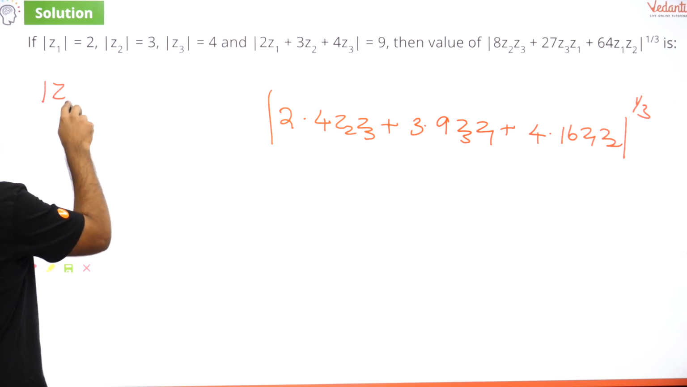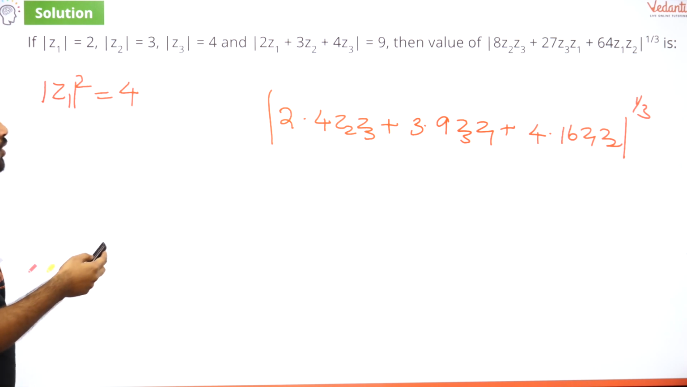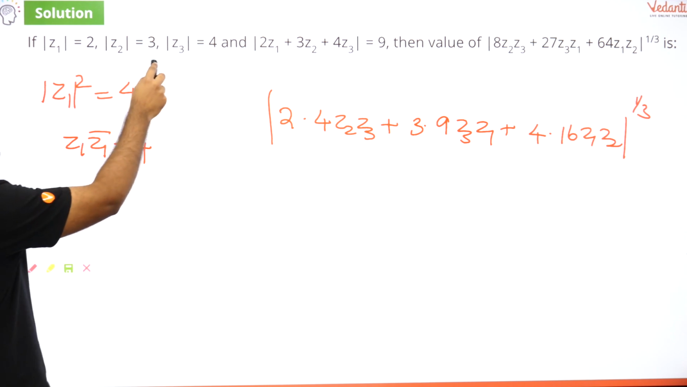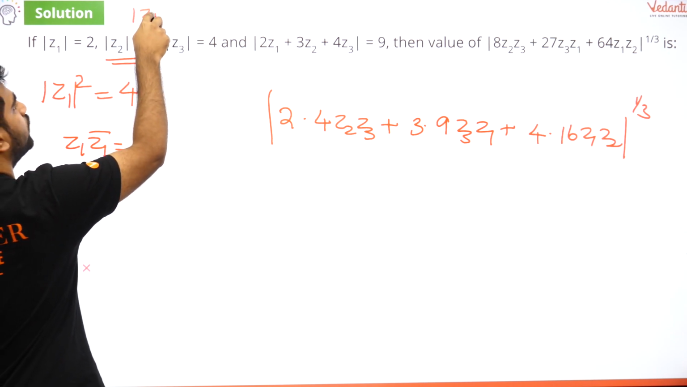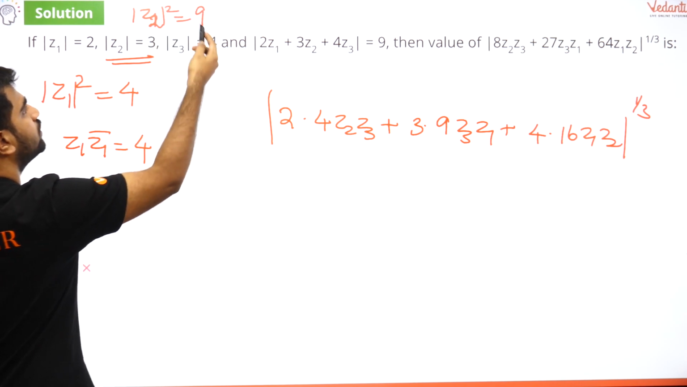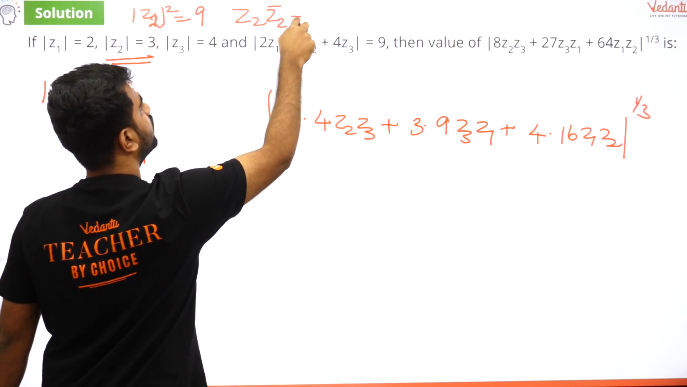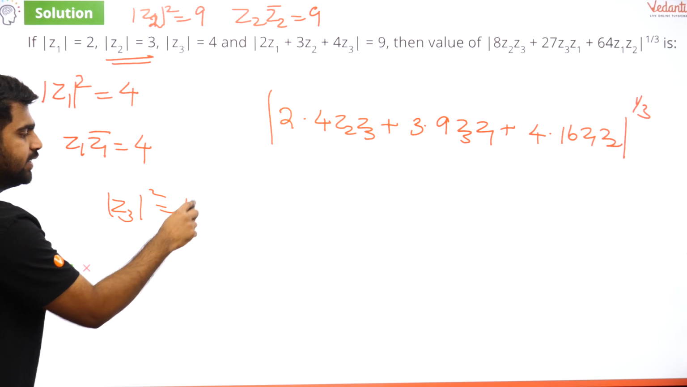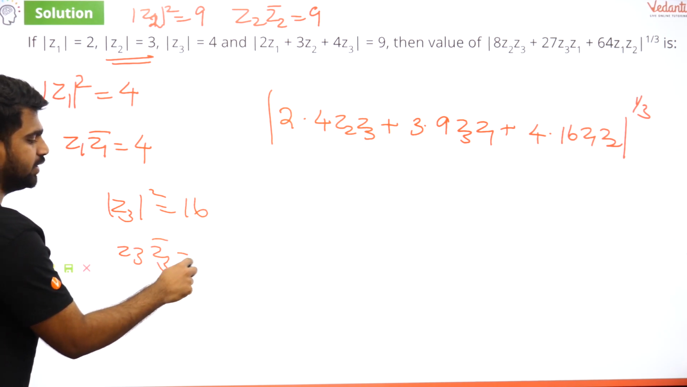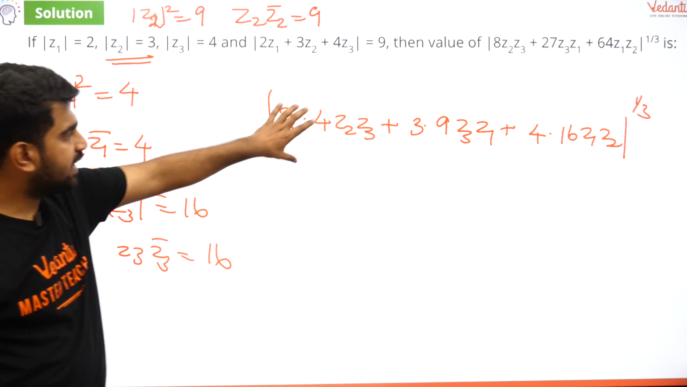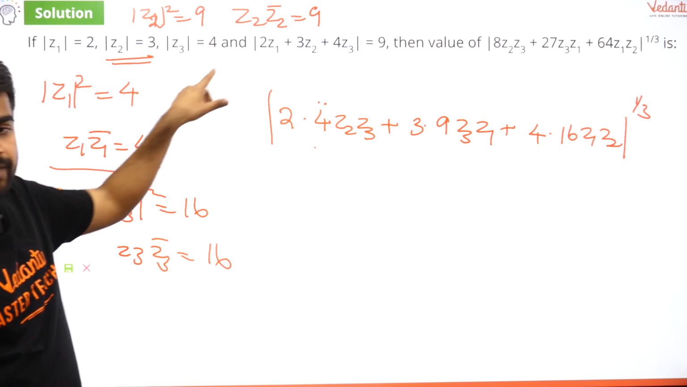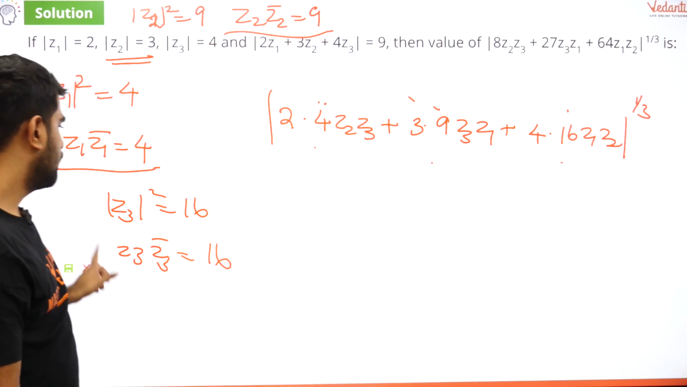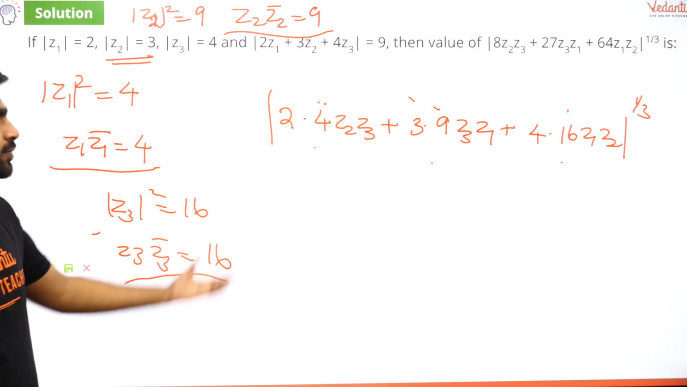So what is mod z1 square? That is equal to 4. So that will be z1 z1 bar equal to 4. Okay. Similarly, if I square this, mod z2 square is equal to 9, which means what? z2 z2 bar equal to 9. And similarly the last one, mod z3 whole square equal to 16. So z3 z3 bar equal to 16. So now wherever I have 4, I can put this, and wherever I have 9, I can put this, and wherever I have 16, I can put this one. That's it, done. Just solve it, get it.